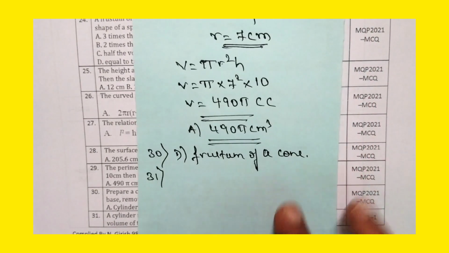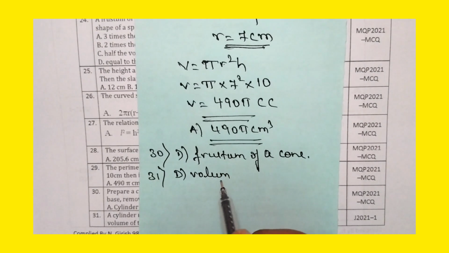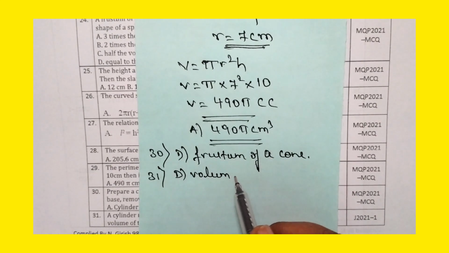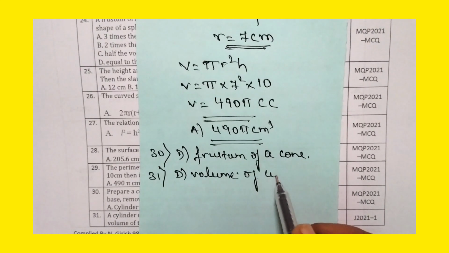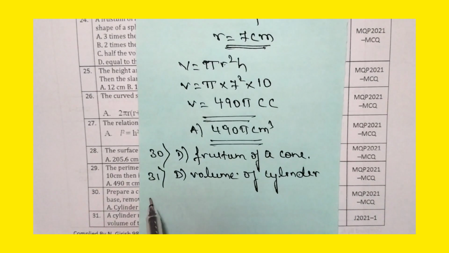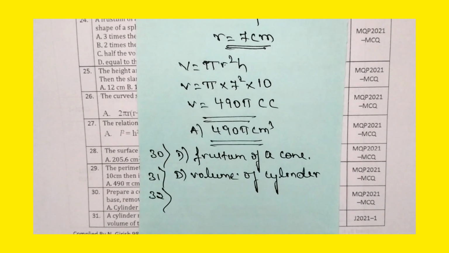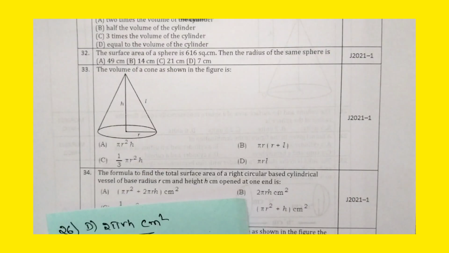And the 31st question is option D, that is volume of a sphere. When a cylinder is melted and made into a sphere, then the volume of the sphere is equal to the volume of the cylinder. Whatever the volume of the sphere is, the volume of the cylinder is also the same. So volume of sphere is equal to volume of cylinder. So now let us move to the 32nd question.